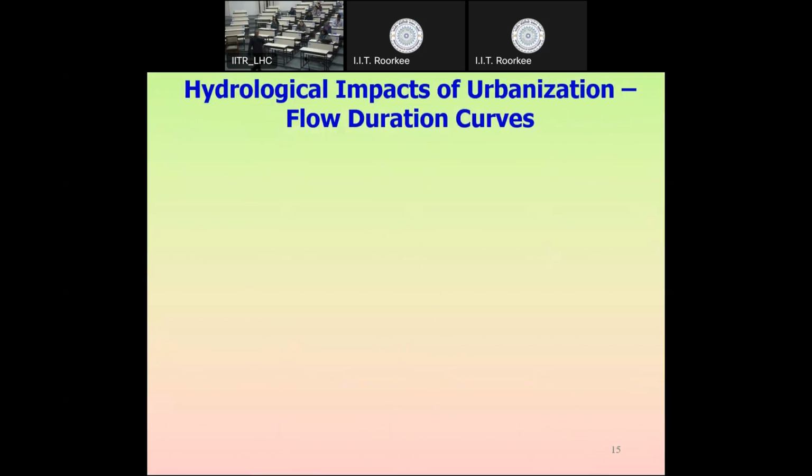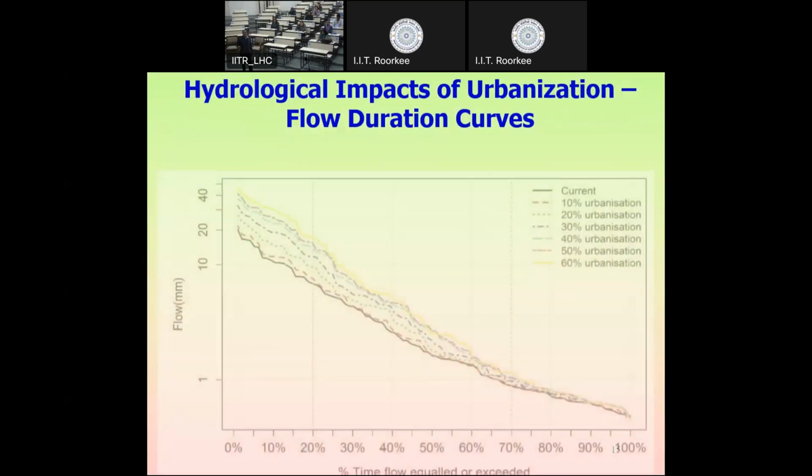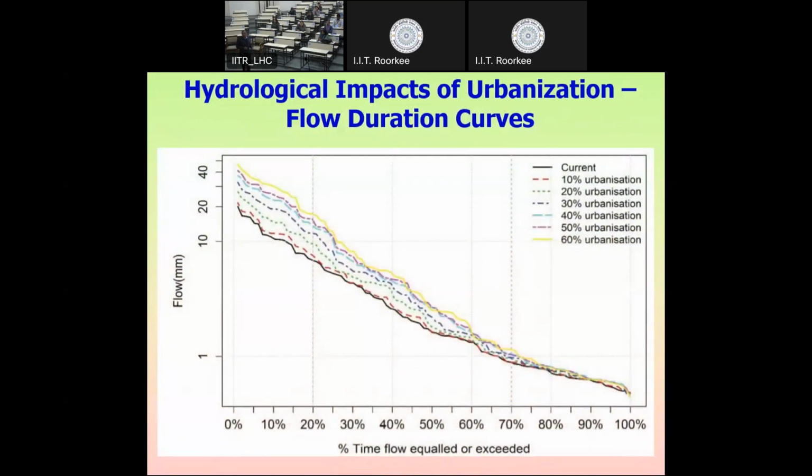Third thing which I wanted to show here was you might be aware about the hydrological way to present flow characteristics called flow duration curve. आप लोग परिचित हैं flow duration curve से? You are familiar. How about others? Okay, you are not familiar.